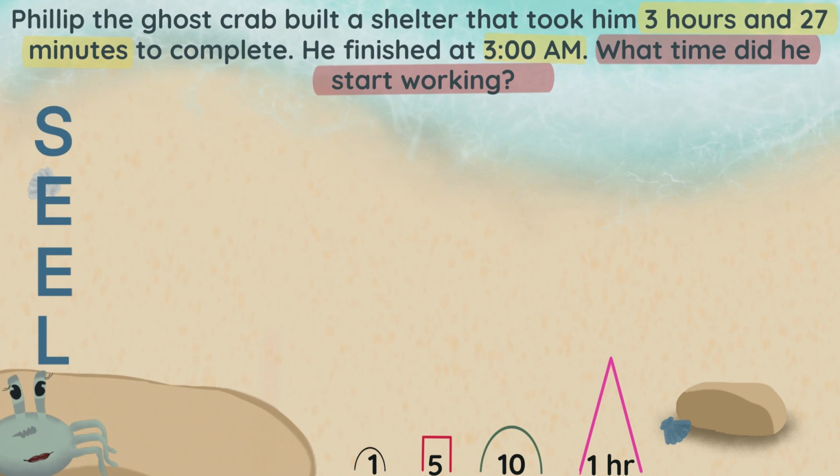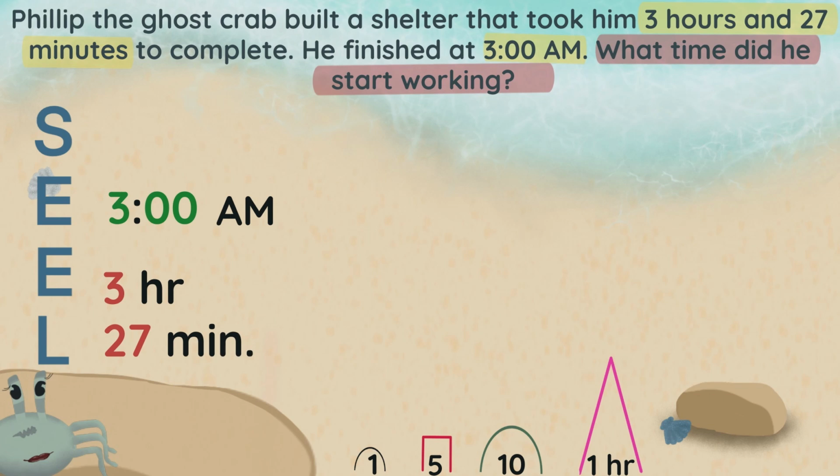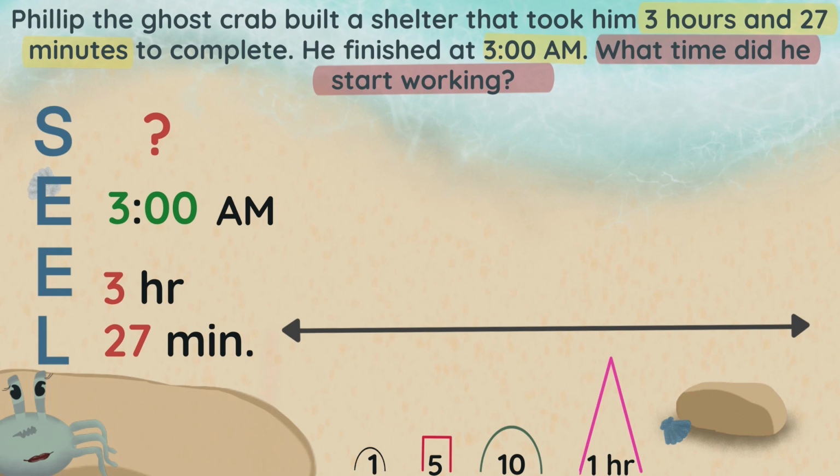First, we need to organize the information. We know Philip finished building his shelter at 3 a.m., and it took him 3 hours and 27 minutes to build. We are looking for the start time. Once again, we can use a number line to solve. First, we need to label what we know and don't know. Now, we will need to hop back or subtract to find out when Philip started building his home.